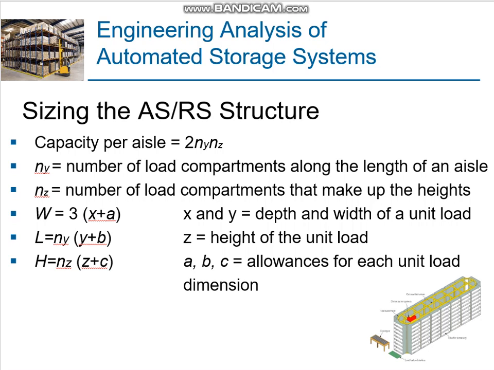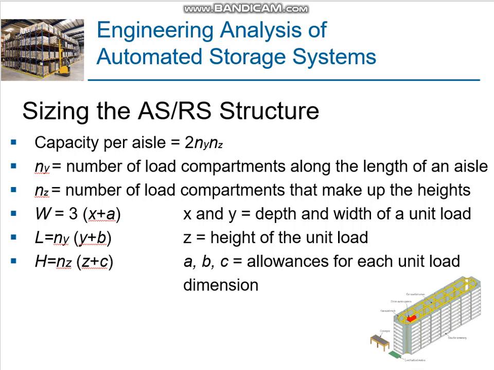The first one is the capacity per aisle, and this is equal to 2 times NY times NZ. NY refers to the number of load compartments along the length of an aisle, and NZ refers to the number of compartments that make up the height. So we can see from this figure, the length of the aisle will be represented by NY, and the height will be represented by NZ.